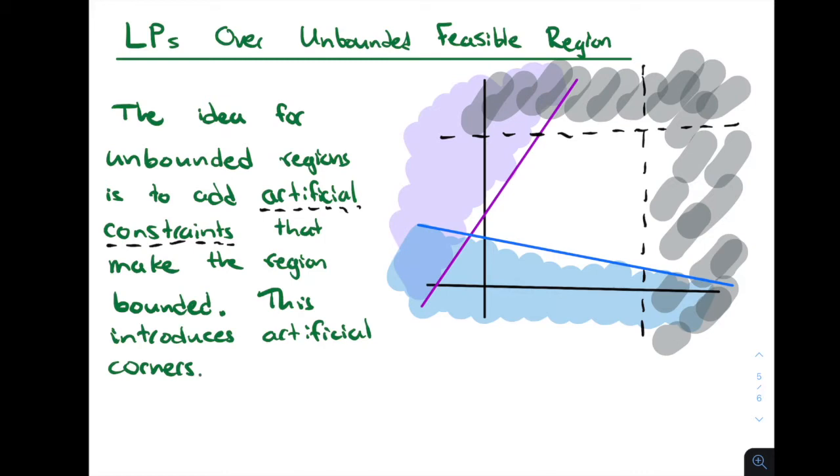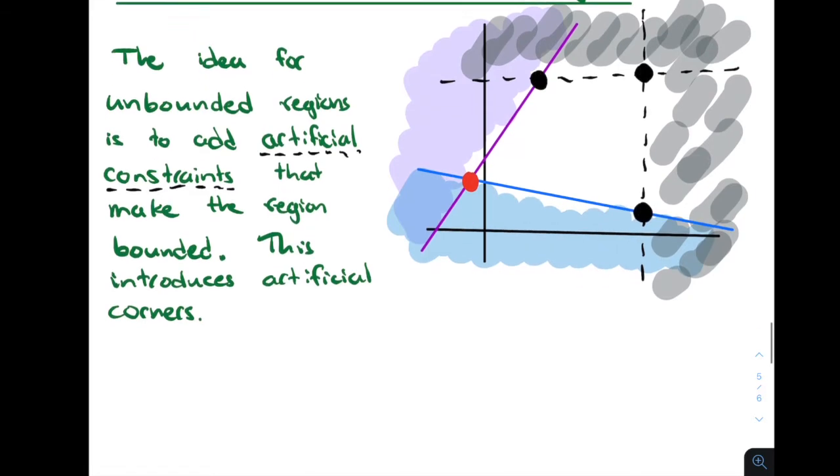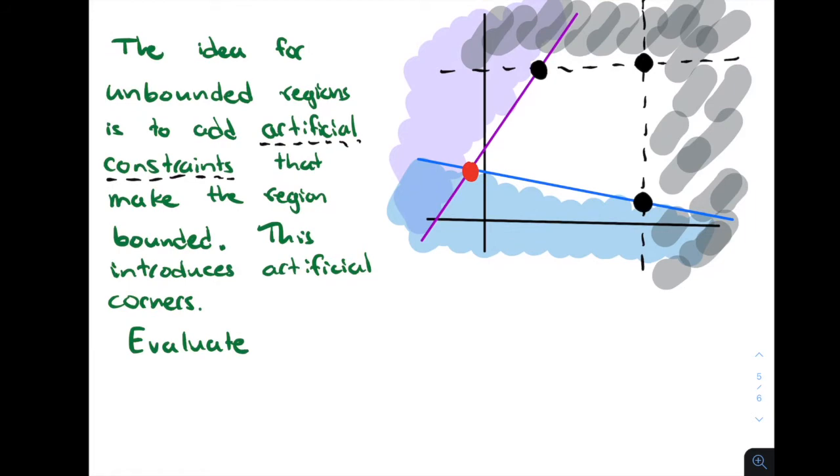For our original feasible region, we had one original corner. Once we introduced the artificial constraints, here I use a red dot to signify the one original corner. To signify the three artificial corners that we introduced, I'll use a large black dot. We want to evaluate the objective function for all of these corners.